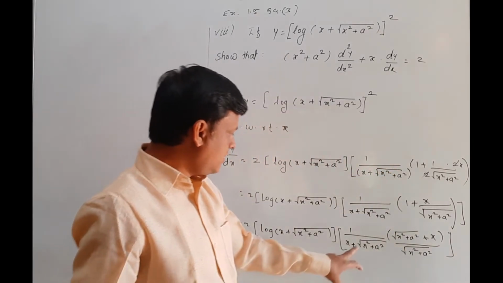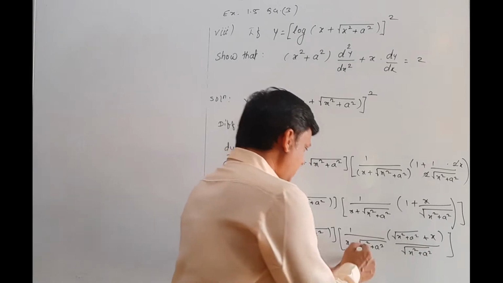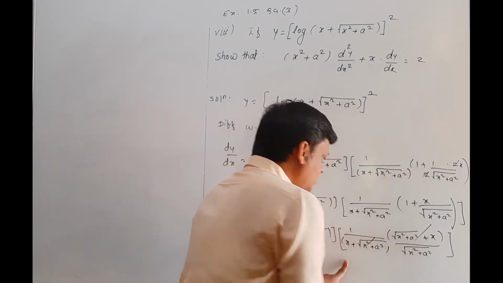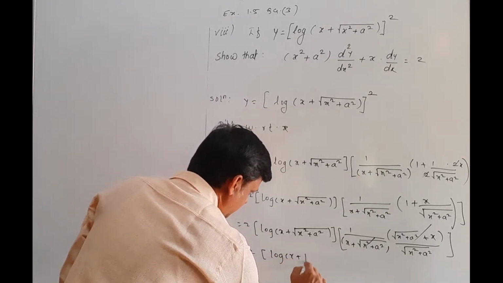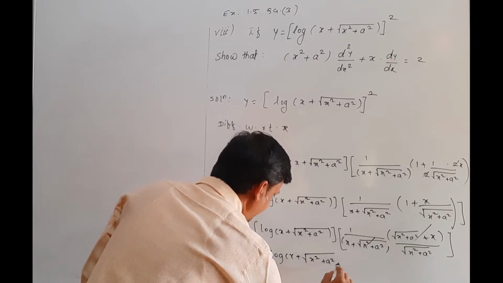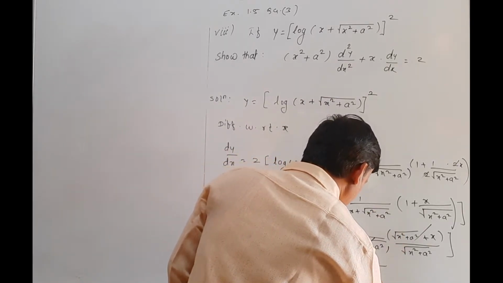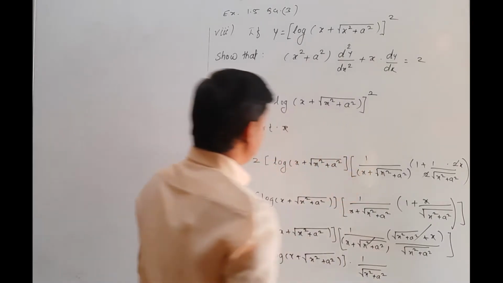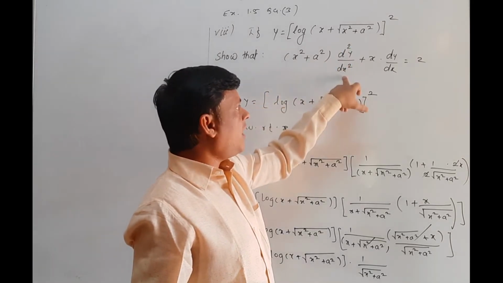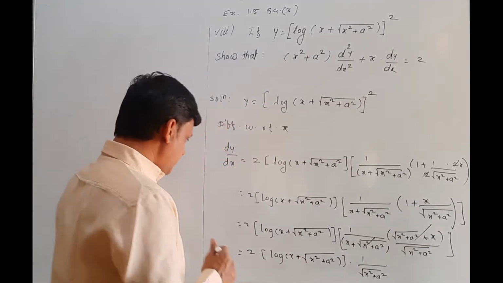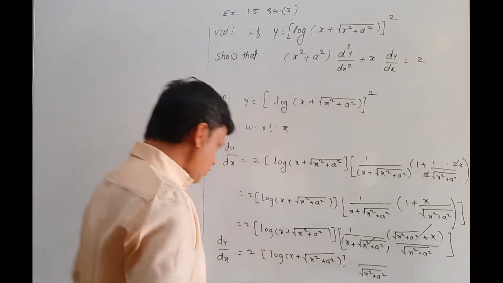Now if you observe, this x + √(x² + a²) is the same as √(x² + a²) + x. So in the next step we cancel these 2 like terms. So we write here 2 log(x + √(x² + a²)) into, here we get, 1 upon √(x² + a²). Now see what we have to show here. We have to show (x² + a²) d²y/dx². That means we have to differentiate this function. So before differentiating this function, we write this √(x² + a²) to the left hand side.